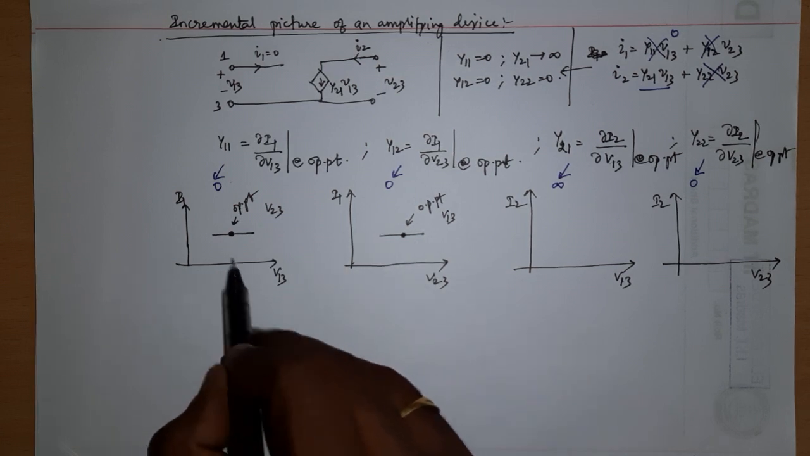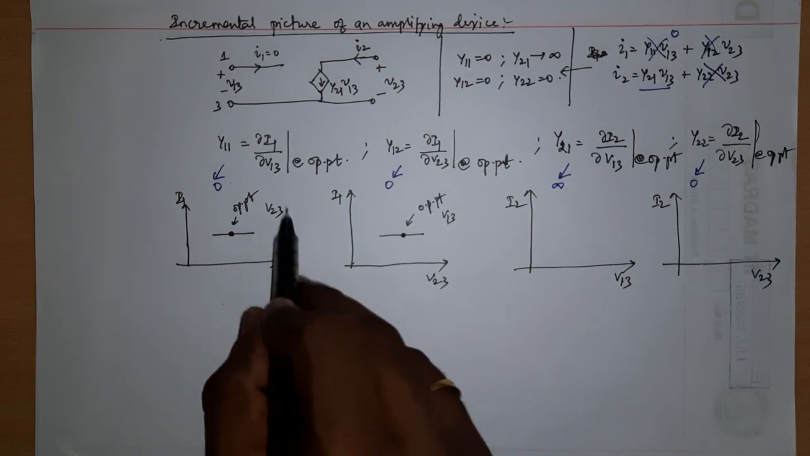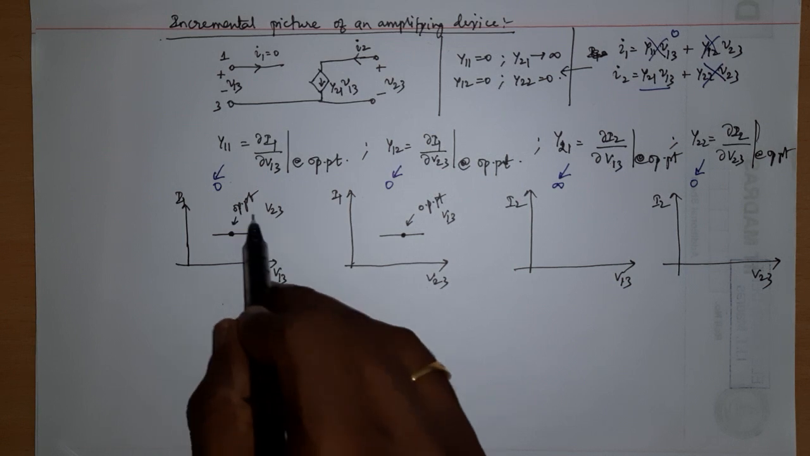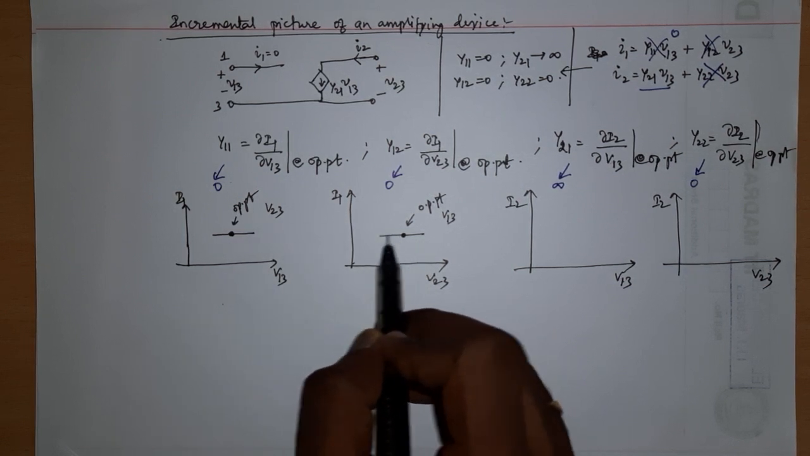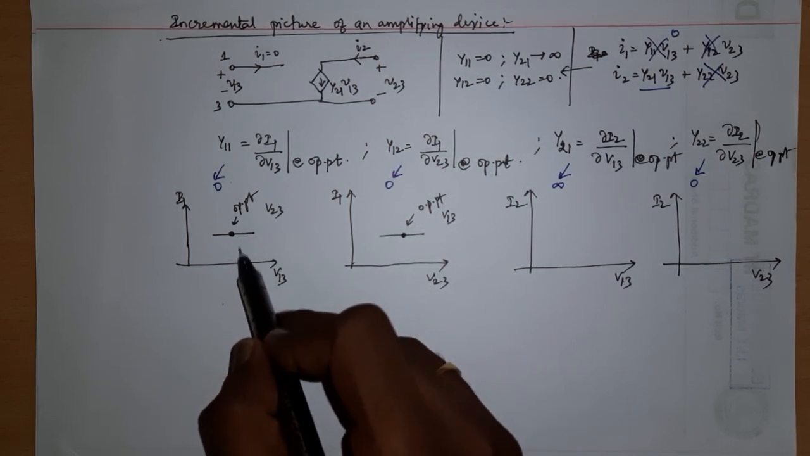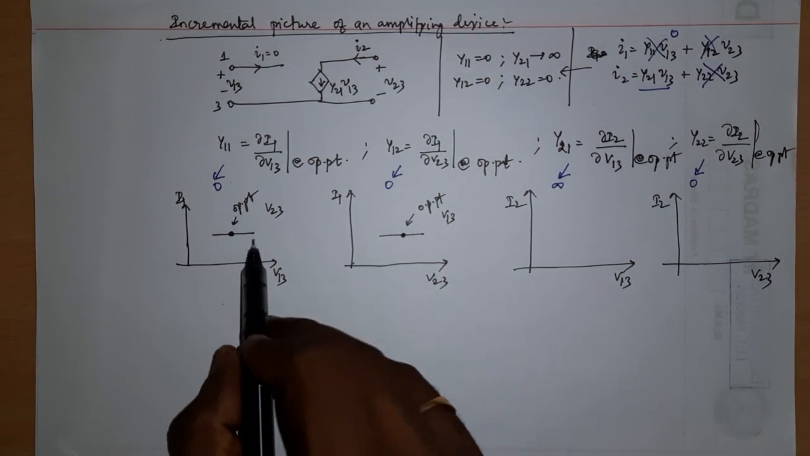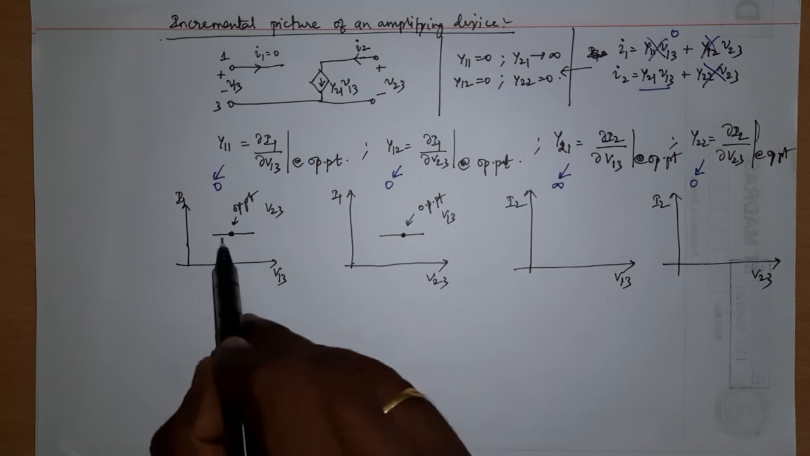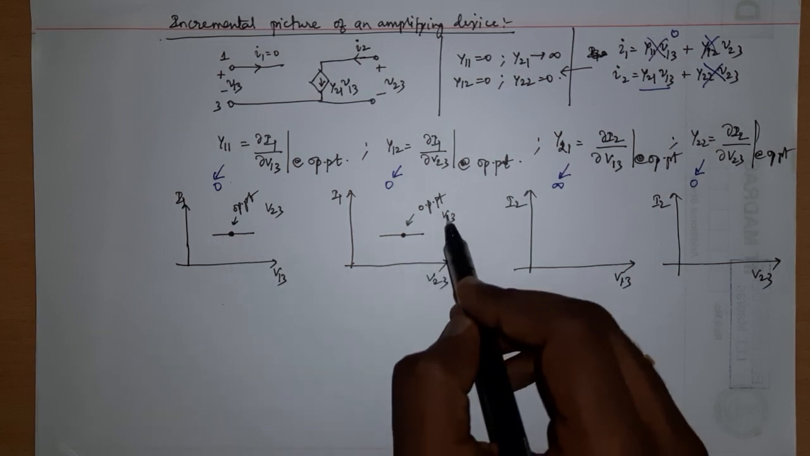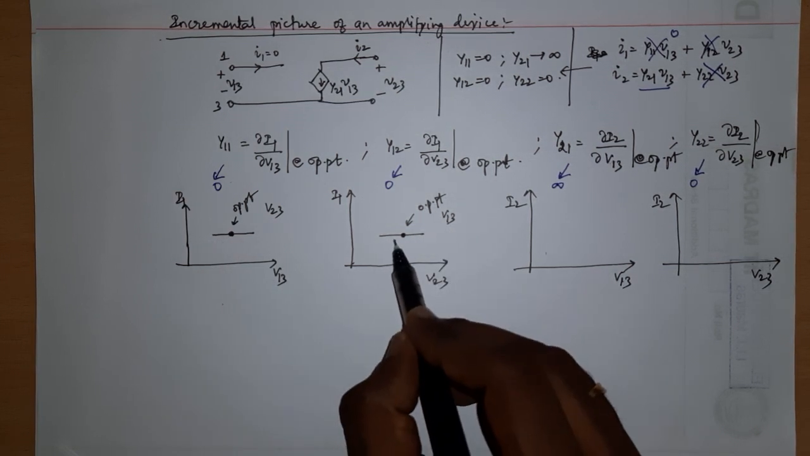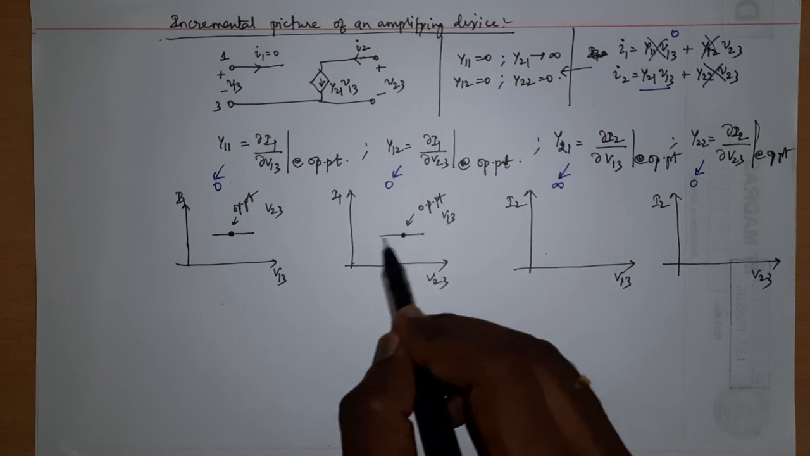So here also for I1 versus V13, if I change V23, I1 is not changing, right? Here if I change V23, I1 will not change. So here also you change V23, I1 is not going to change, so it will be on the same line. Here also if I change V13, I1 is not changing. So if I change V13 as a parameter in this graph, here also I1 will not shift. It will stay on the same line.